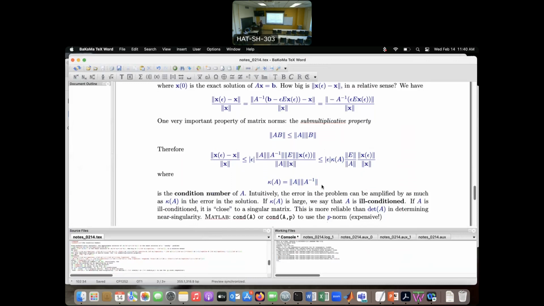The determinant of the matrix is affected by scaling the matrix. Whereas the condition number, suppose I take a matrix A and multiply it by the scaling factor C. Then A inverse would be multiplied by C inverse, and the C and the C inverse would cancel out. So the condition number is scaling invariant.